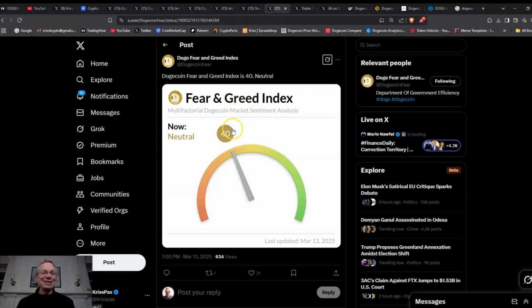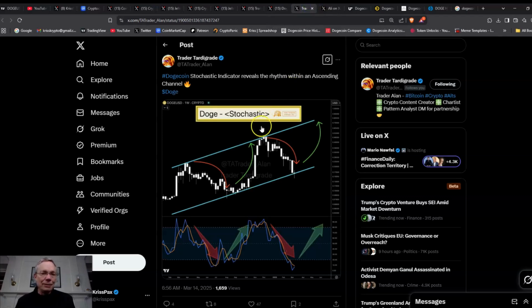Dogecoin Fear and Greed Index is 40, which is neutral. That's right. We have now gotten from extreme fear as Dogecoin dropped down to 14 cents. I mean, obviously that was extreme fear. Got back through fear and now neutral. So Fear and Greed Index for Doge starting to look okay.